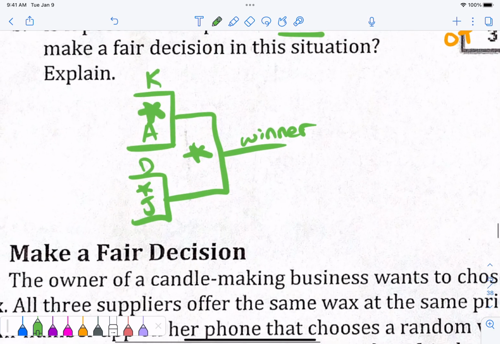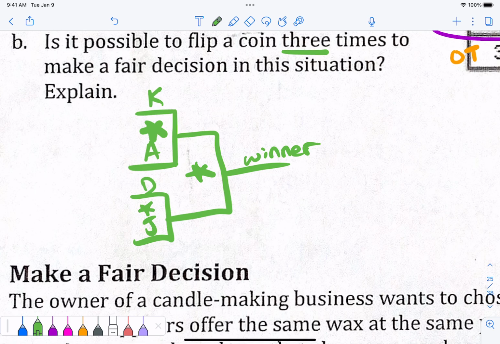Yeah, I don't know. I just did. Is it possible to flip a coin 3 times? I just drew the bracket. So use a bracket. Use a bracket.